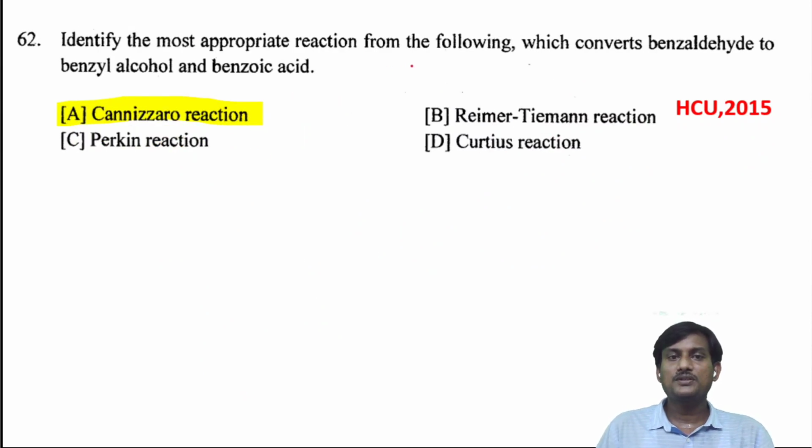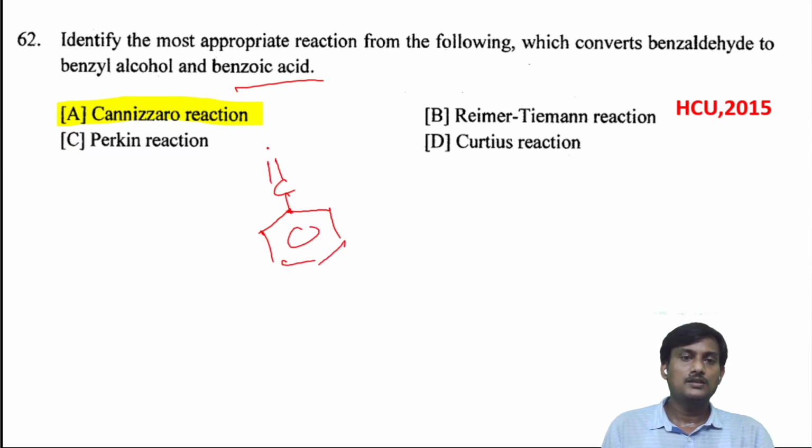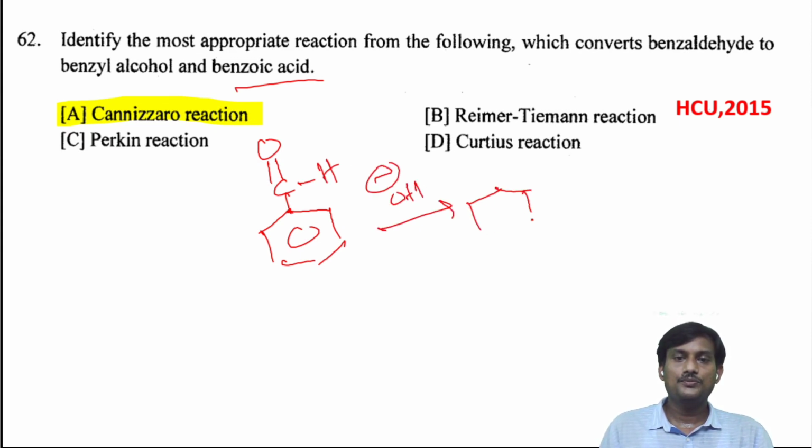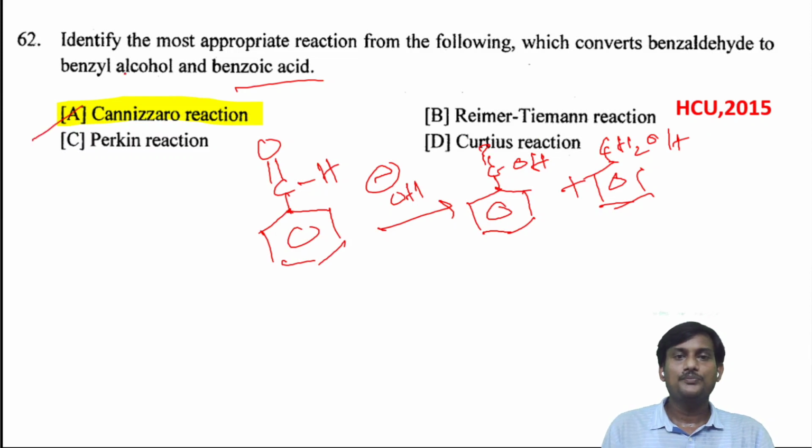Identify the most appropriate reaction from the following which converts benzaldehyde to benzyl alcohol and benzoic acid. This is the Cannizzaro reaction. In the Cannizzaro reaction, there is no alpha hydrogen, and in the presence of OH minus there is self-oxidation and reduction. So this one is converted into COOH and CH2OH. So this is the Cannizzaro reaction.